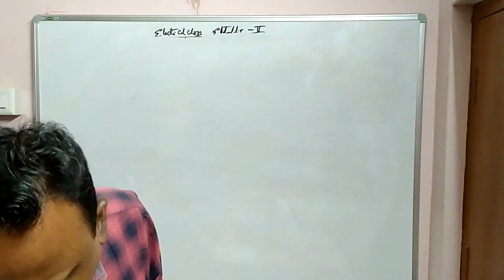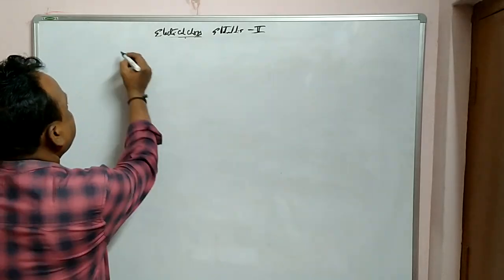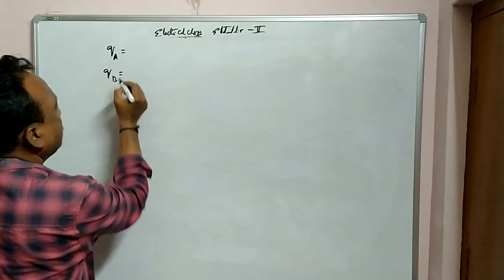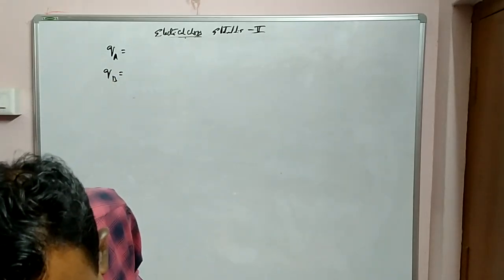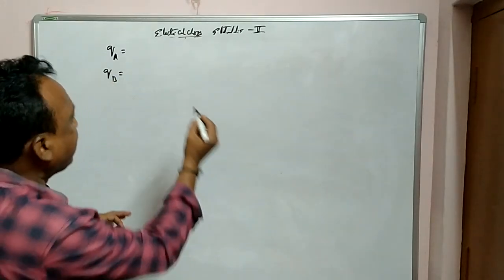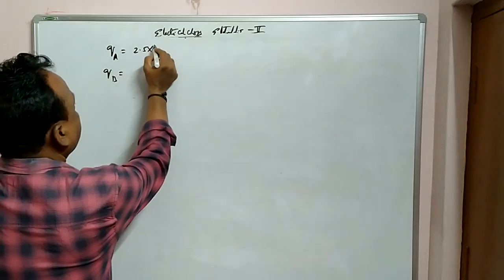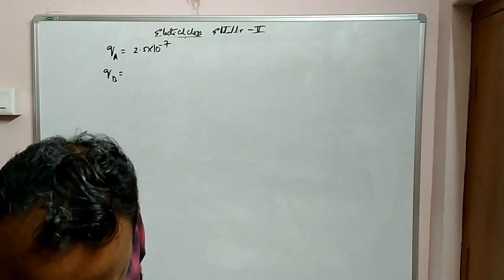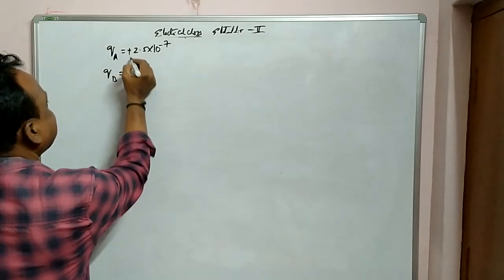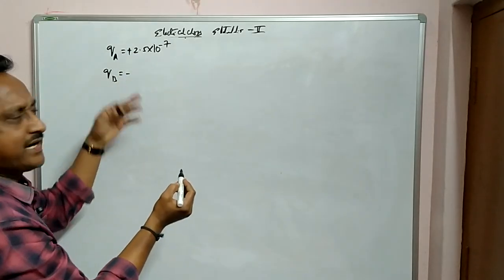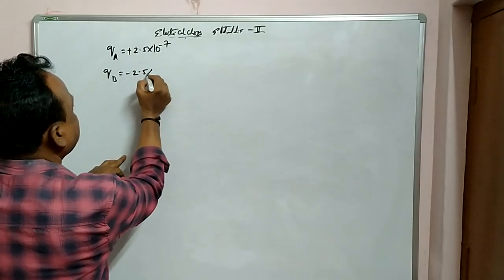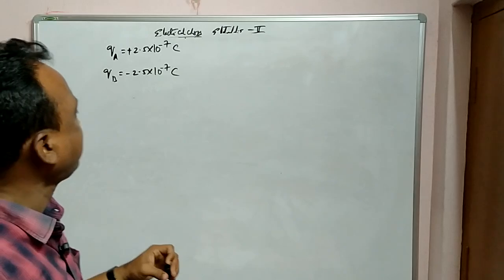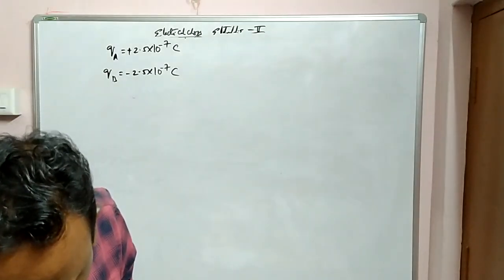Small numerical, see here. Here two charges are given for you. One is QA and one is QB. Look at how those two charges are. One is 2.5 into 10 to the power minus 7 coulombs. Okay. One is plus, because these are forming an electrical dipole. Another is minus 2.5 into 10 to the power minus 7 coulombs. QA and QB.